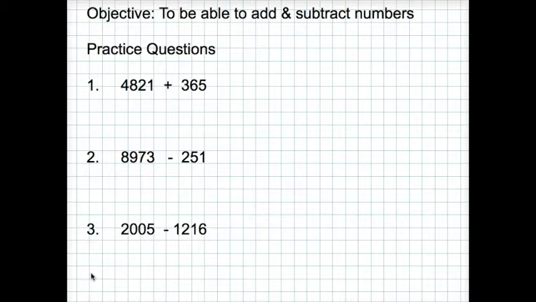What I'd like you to do now is to pause the video and have a go at these three questions. When you're done and you're happy with your answers, then restart the video, look through my model answers and see if you've got them all right. If not, correct any of the mistakes. So if you pause the video now and have a go at the three questions.